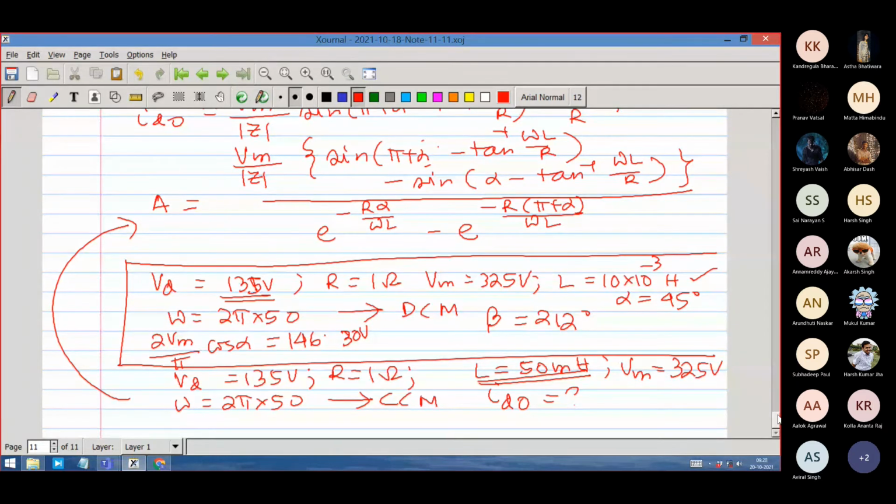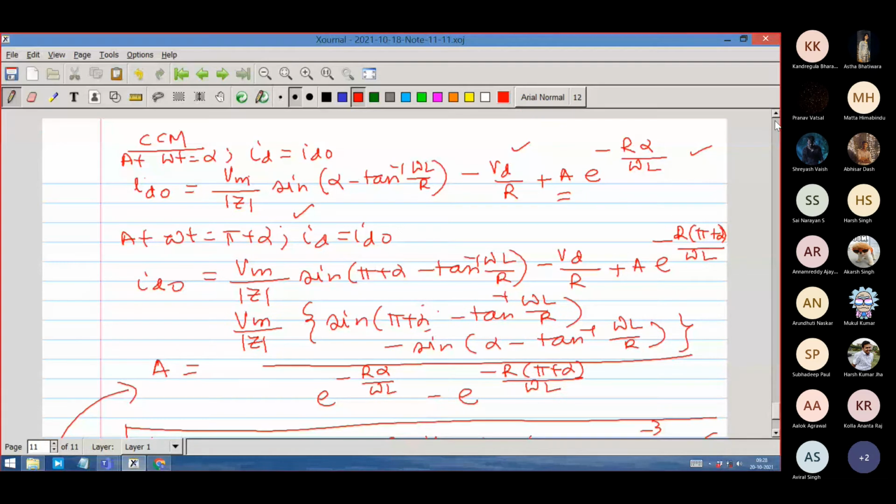In this case, we find the value of A and we find the expression of I, and we see that if it is becoming 0 before pi plus alpha, then it is in DCM, right? Hello? Yeah. What is that thing you are asking? I mean, how do we find if it is in DCM or not, from the current expression?